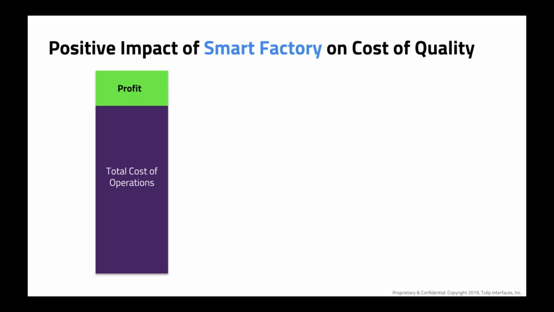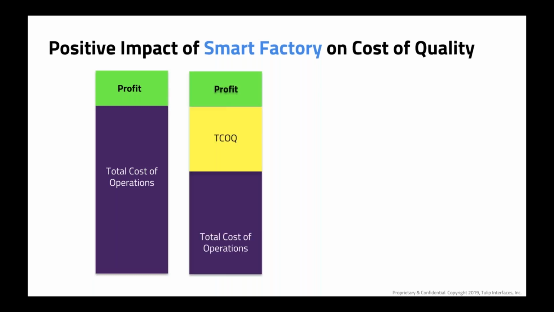Let's say that in purple, we have our total cost of operations. That could be our total cost of goods sold. It could be our total cost in the organization. The point here is that once we have our total cost, what's left over is profit. Now, if we take a look at what's inside that cost of operation, we have some of this total cost of quality. And that total cost of quality is the money we have to spend to make sure we meet the customer requirement. And our profit is X.